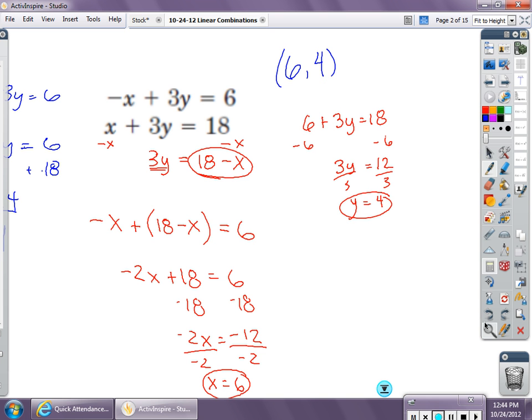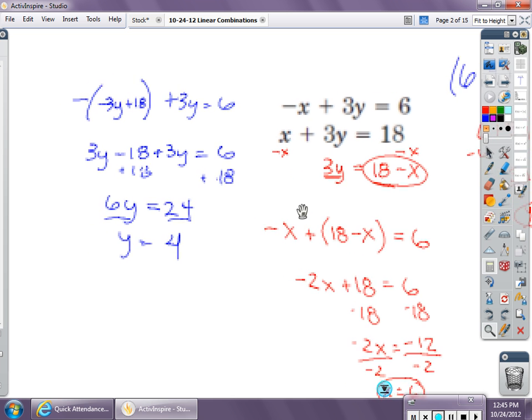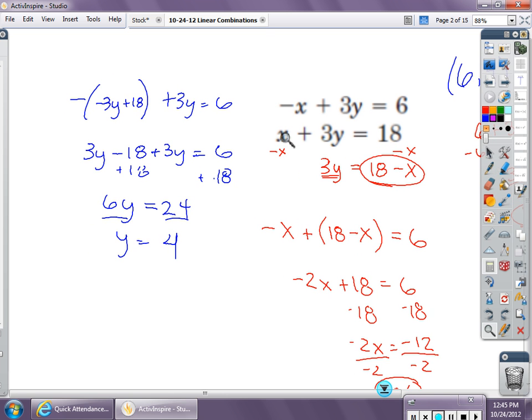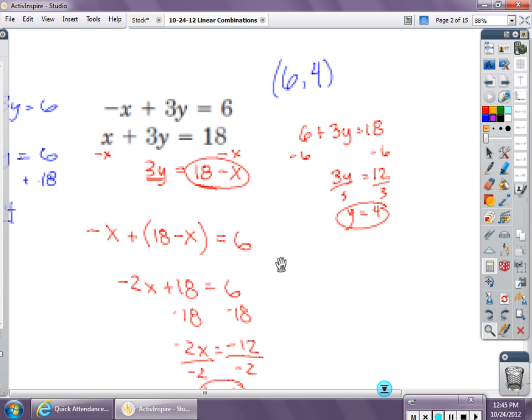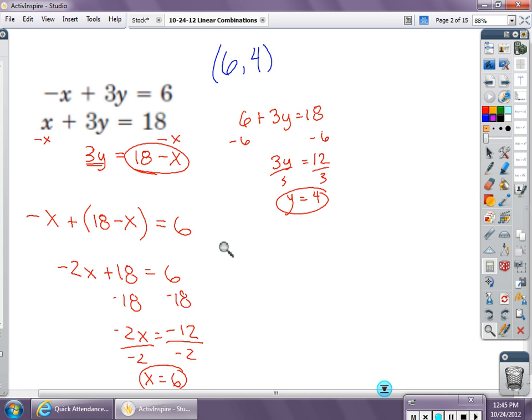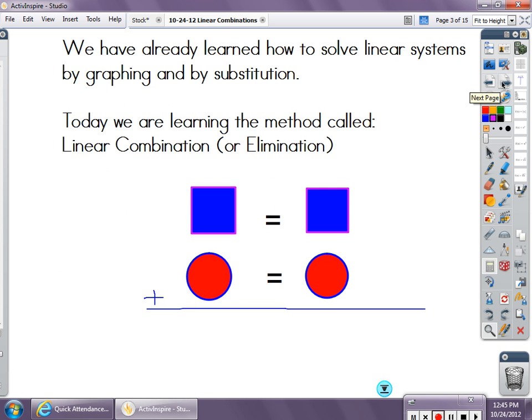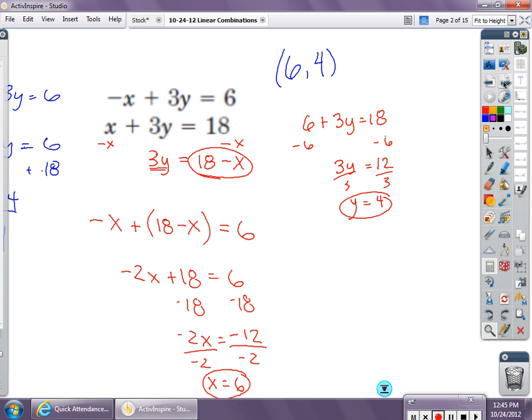Now I used one method of just solving for 3y and then substituting in what 3y equaled, and another student chose to solve for x and plug in what x equaled right here. But be really careful with that negative distributing. So check and see. If you didn't get 6, 4, maybe come in and talk to me and we'll figure out substitution. Okay? All right.